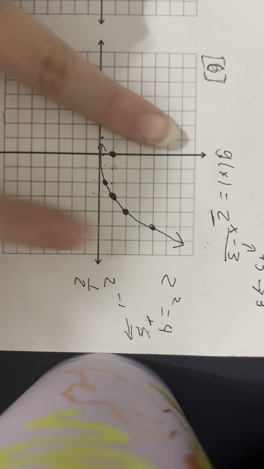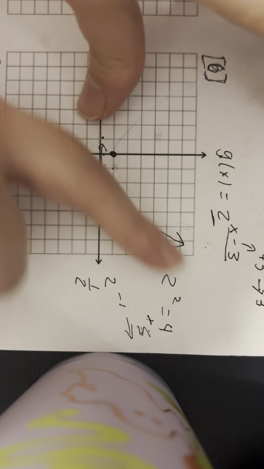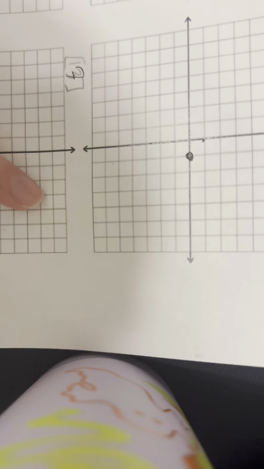Okay, so we're going to do 7. This was where we were moving it over the, like, left or right. It was affecting our x. Now we're going to do one where it's affecting our y.